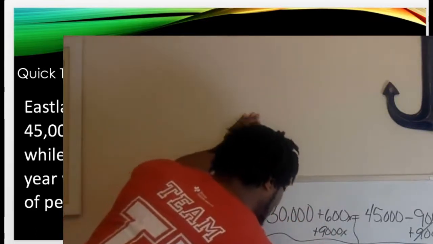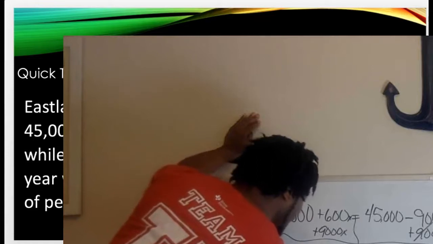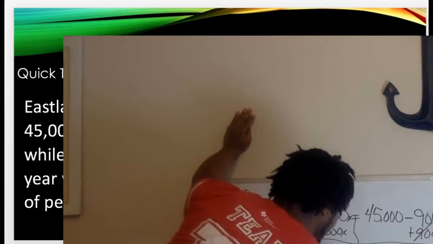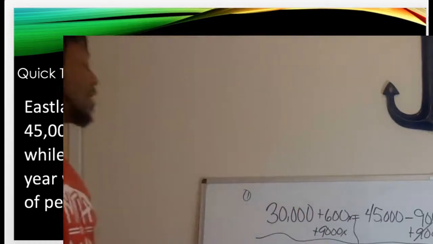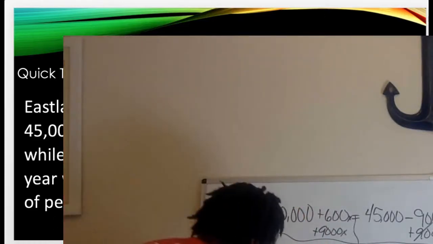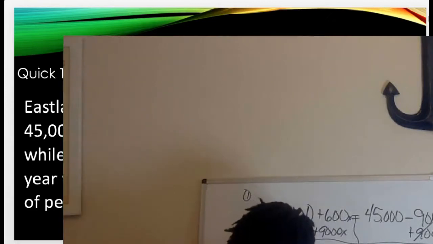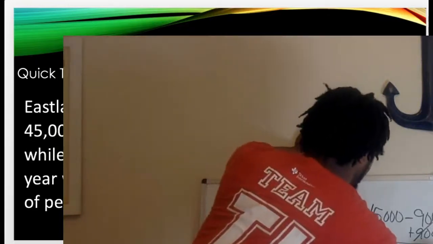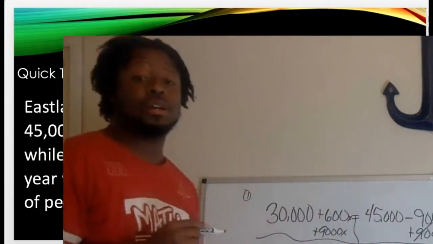That's 15,000x. That's equivalent to 15,000. I'm sorry, I meant 1,500x. Next step, we're going to divide by the coefficient of the variable. And you end up with x equals 10. So in 10 years, the two towns will have the same.